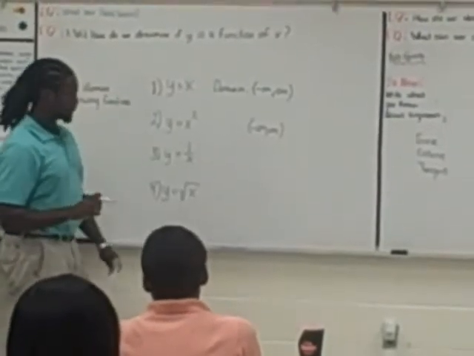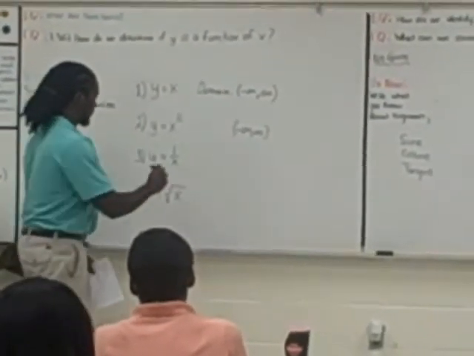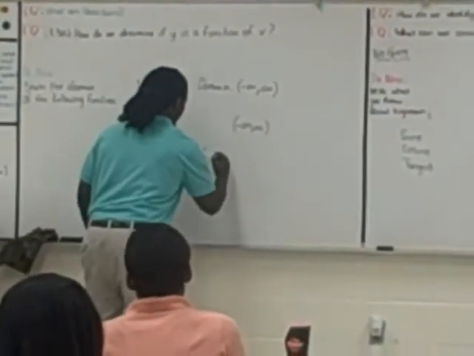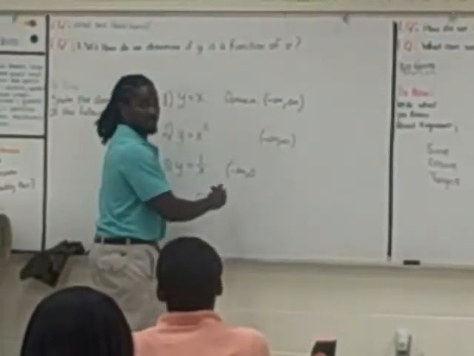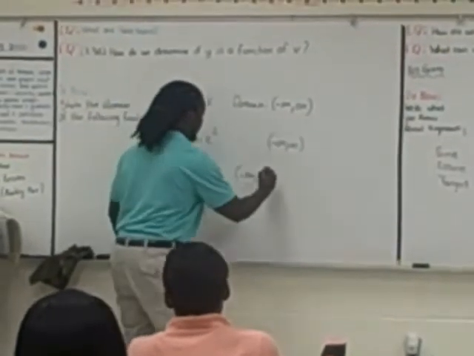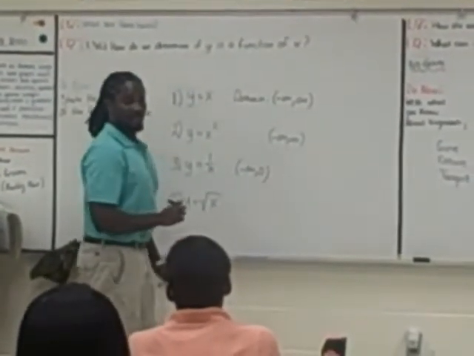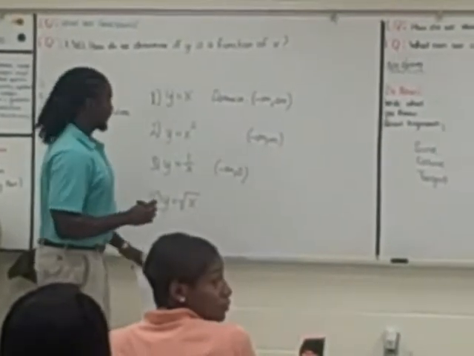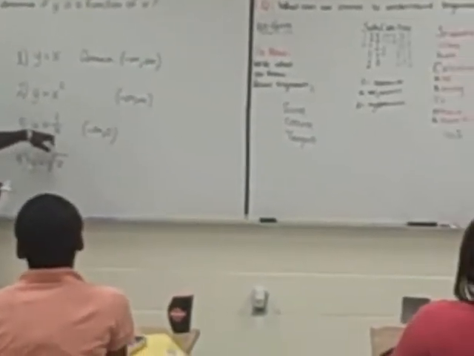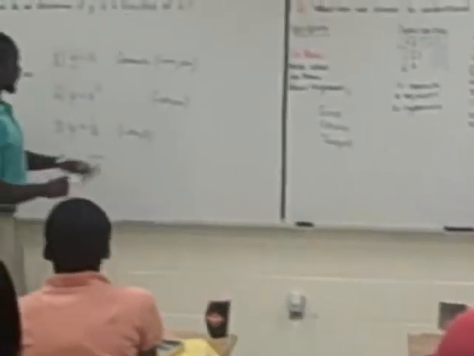What about this one? You're going to have negative infinity, comma, 0. Do I have a bracket or parentheses right here? Parentheses. Why parentheses? Because x can never equal 0, it'll be undefined. So that's why we have parentheses.